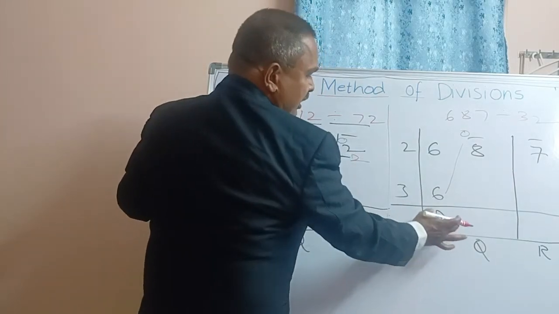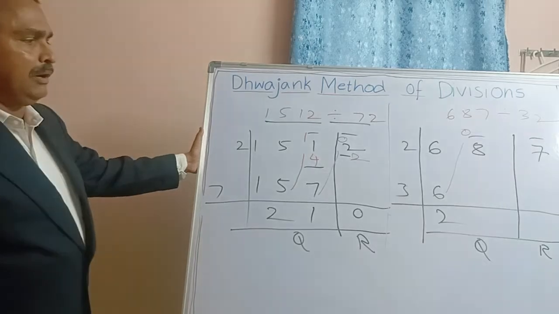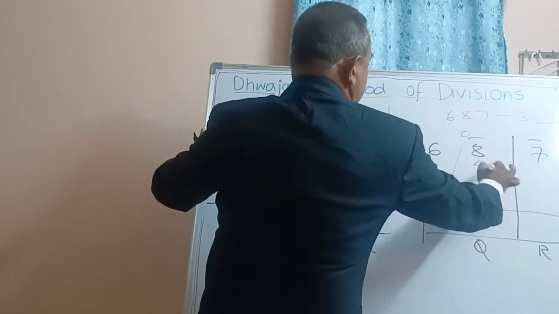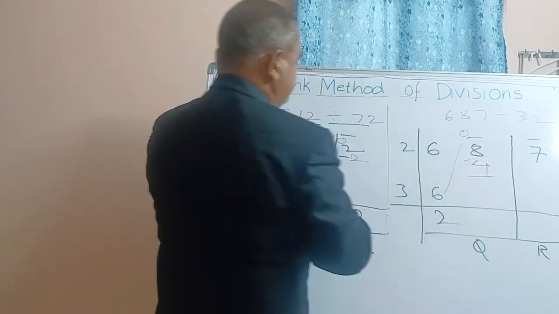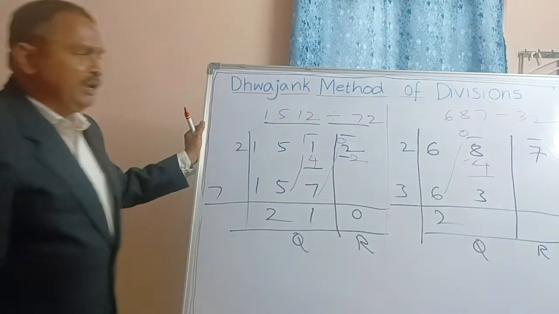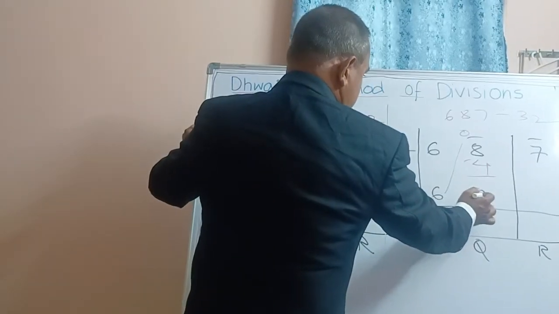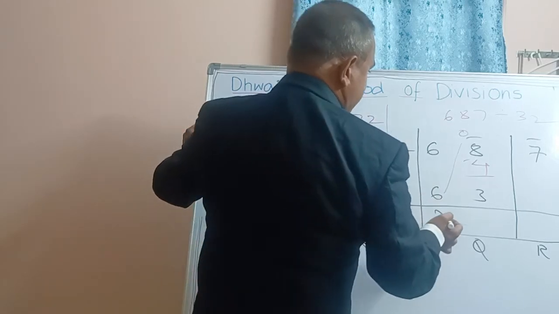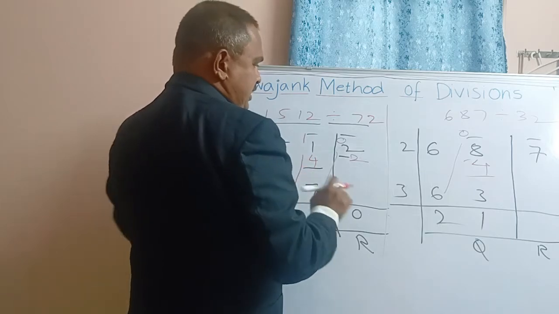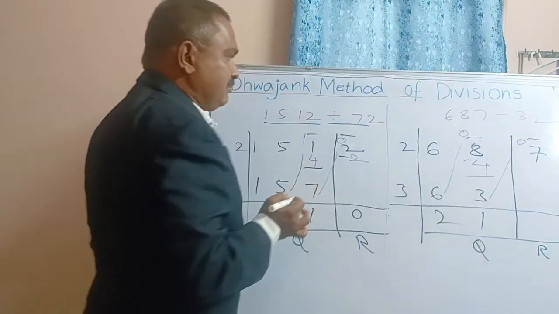Remember our formula. Whenever we get a quotient, just multiply with the flag number and subtract from the next part. 2 twos are 4. Subtract from next part. 8 minus 4 is 4. Again division starts. 4 divided by 3, 1 time. What is the remainder? 1 is the remainder.